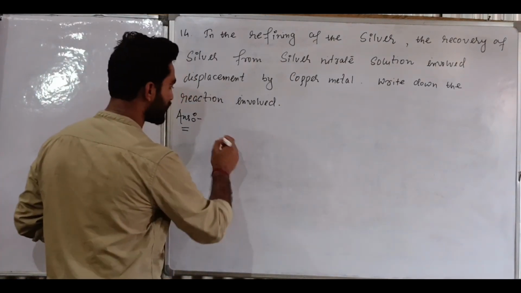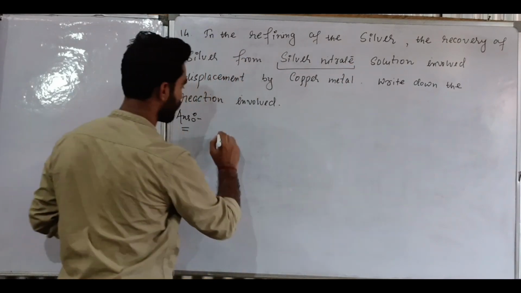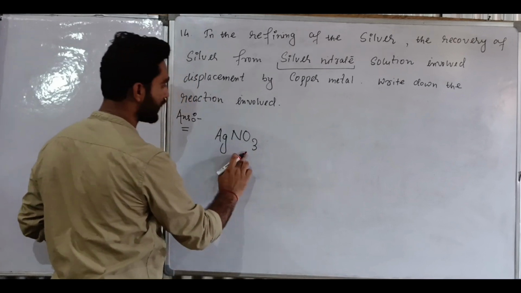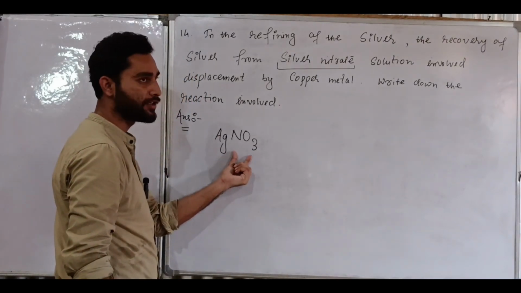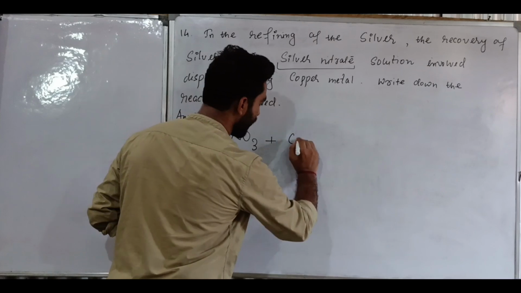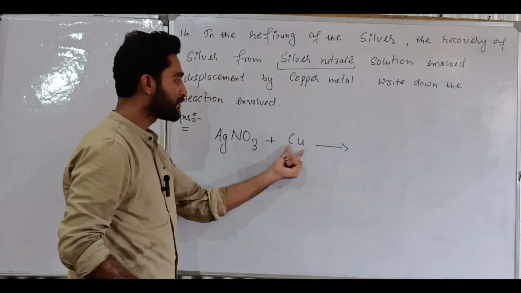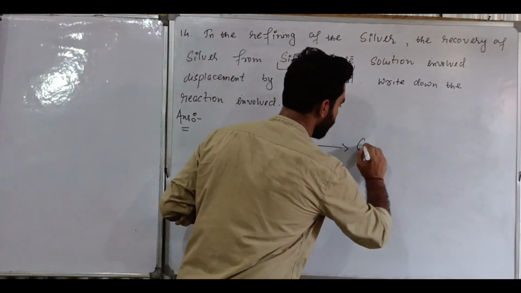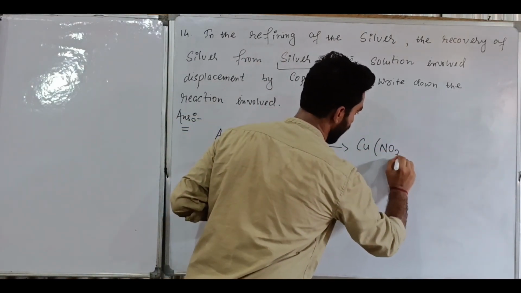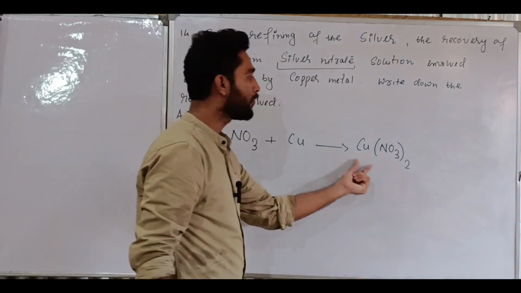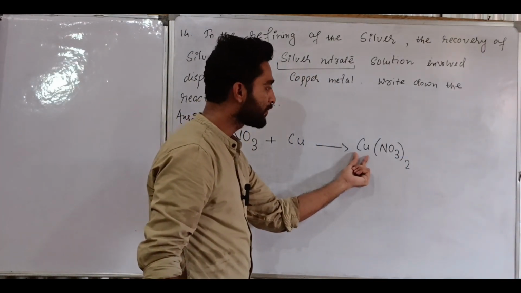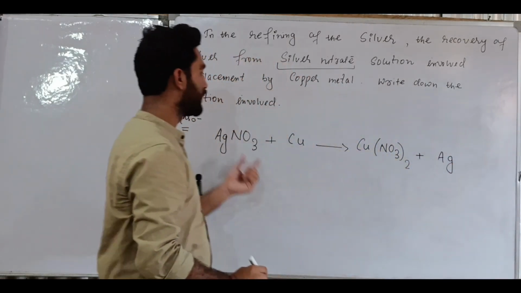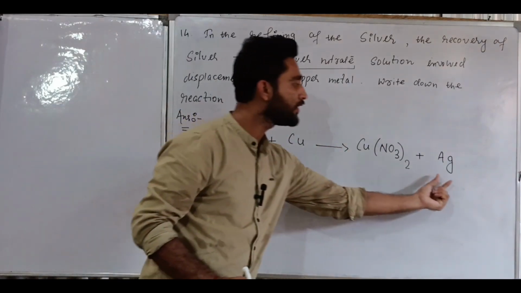So the reaction involved here is silver nitrate solution. So silver nitrate formula is AgNO3, silver nitrate. The valency of silver also 1, nitrate also 1. So it reacts with the copper. So copper is more reactive than the silver. Copper easily can displace this silver. Then they will form Cu(NO3)2. So the formula of copper nitrate is like this, because the valency of the copper is 2, plus silver. So this is the reaction involved in the refining of the silver metal.